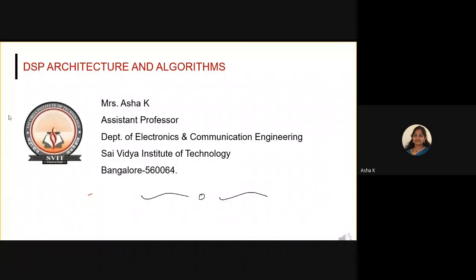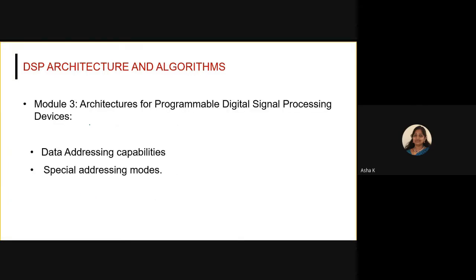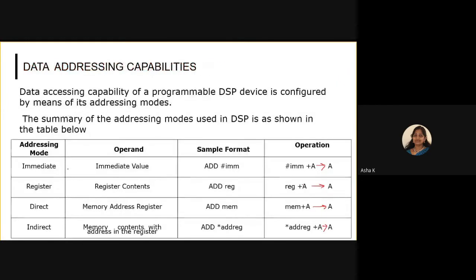In this particular class, we will discuss DSP architecture and algorithm concepts. The topics are present in Module 3, Architecture for Programmable Digital Signal Processing Devices. In data addressing capabilities, we have 4 different types of data addressing modes, and also special addressing modes. We have 2 types of special addressing modes. One is modulo addressing, also called circular addressing mode, and the other is bit reversed addressing mode.